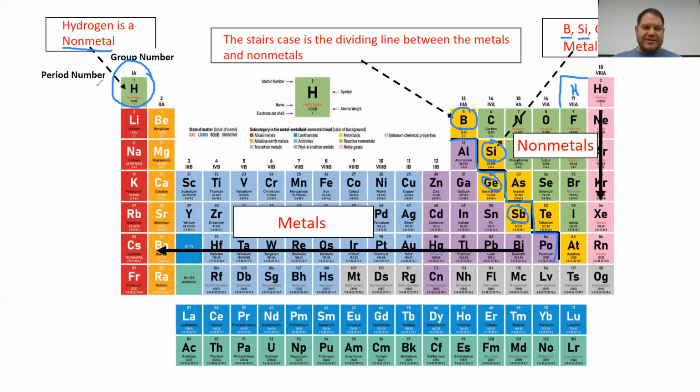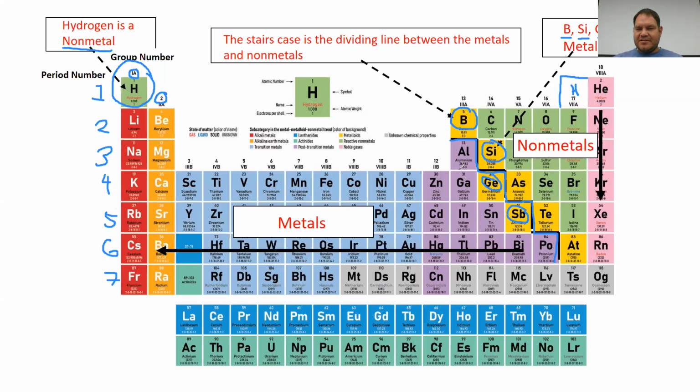Again, period number 1, period 2, period 3, period 4, period 5, period 6, and period 7. And then we have the group numbers up here. We've kind of gone through that, just laying out the periodic table a little bit, how it's structured and organized.